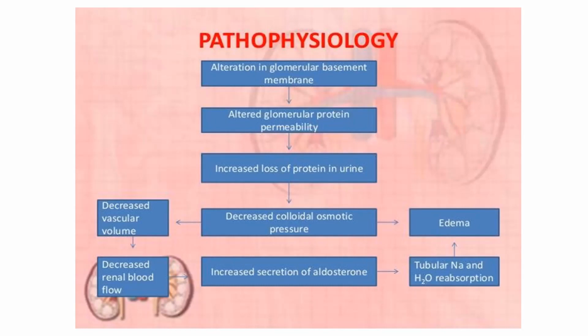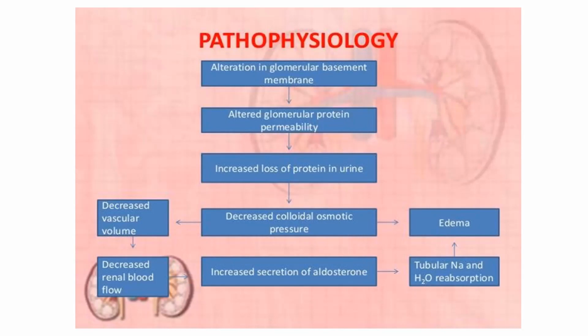When the proteins are leaked, it leads to increased loss of protein in the urine. ये भी समझ में आ गया. Once the proteins are lost in the urine, जो यू सी बेसिक ऑनकोटिक प्रेशर मैकेनिज्म के लिए एल्ब्यूमिन का होना बहुत जरूरी है. It maintains the oncotic pressure in the blood vessels.